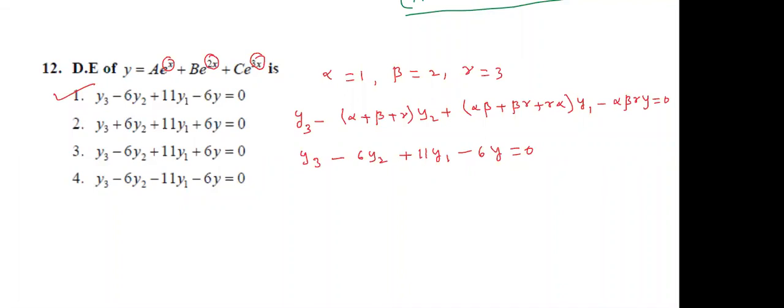I have already given the shortcut formula, use that. Or otherwise, differentiate 3 times, then eliminate the arbitrary constants. That is a lengthy method. It will take more than 3 minutes. If you know the shortcut method, you will get the answer within 1 minute. Students, completed.